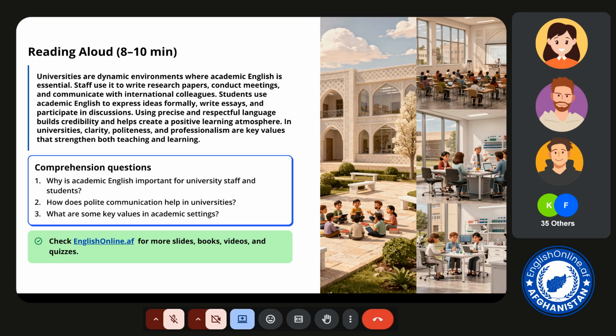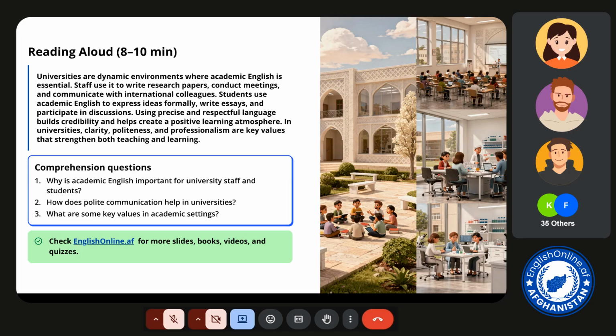Okay, ma'am. Why is academic English important for university staff and students? I think universities are dynamic environments where academic English is essential. Staff use it to write research paper, conduct meetings, communicate with international colleagues. Students use academic English to express ideas formally, write essay, and participate in discussion. Yeah, this is the correct answer. Thank you so much for the next question.